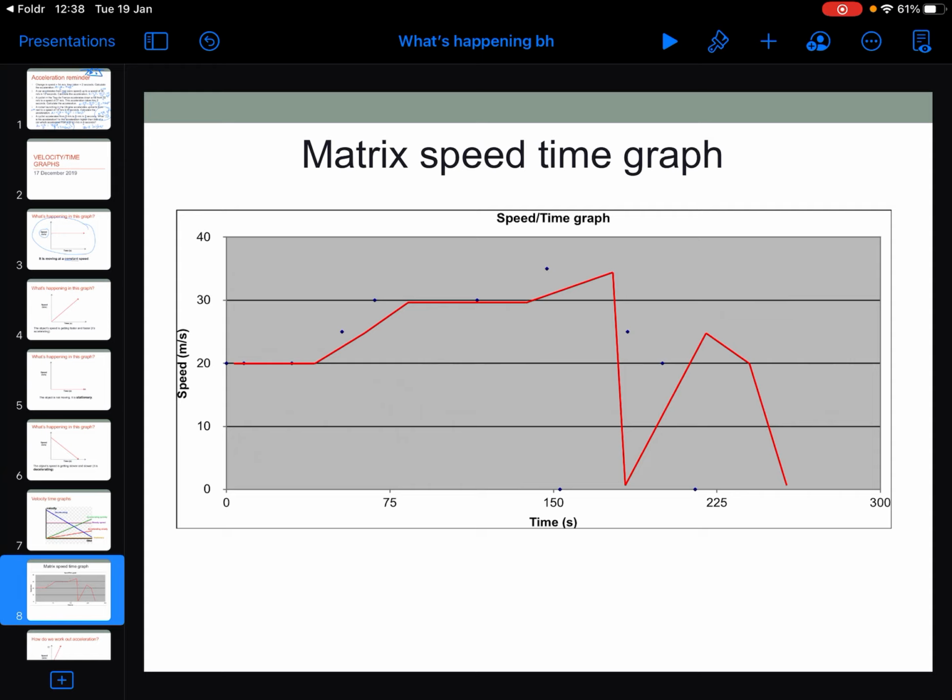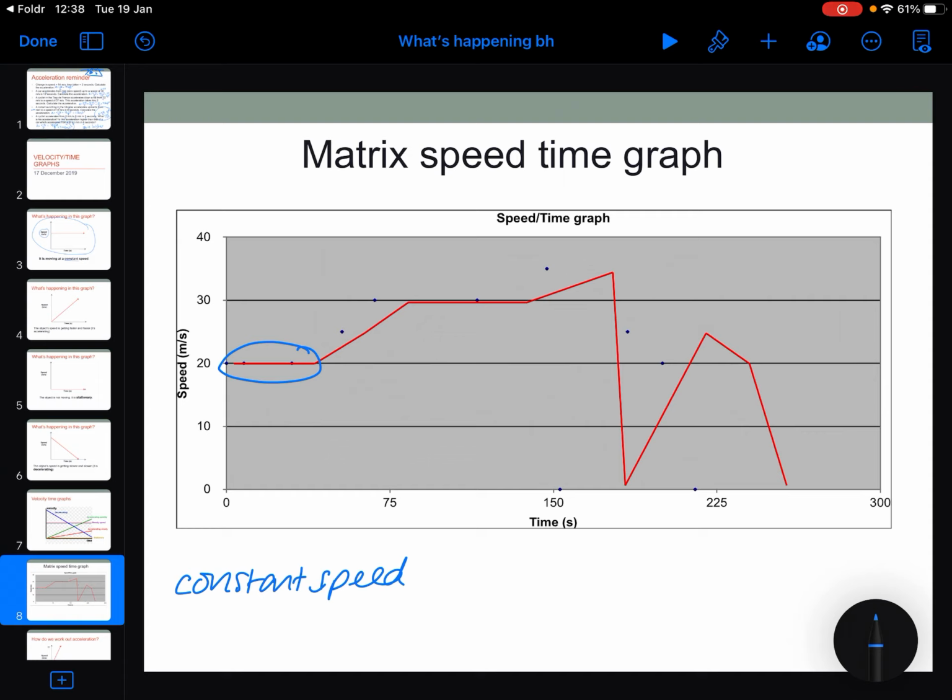Okay, so what I'm going to do is I'm going to circle all the different bits that are doing different things. So you can see it starts off here and it's got a flat line. Now the flat line, so let's say in blue, is a constant speed. So the speed is not changing wherever I circle in blue. So let's find all the flat lines. Oh, I found another one here. So you see here it's just under 30 meters per second. The speed is not changing there. Right, I think that might be the only one.